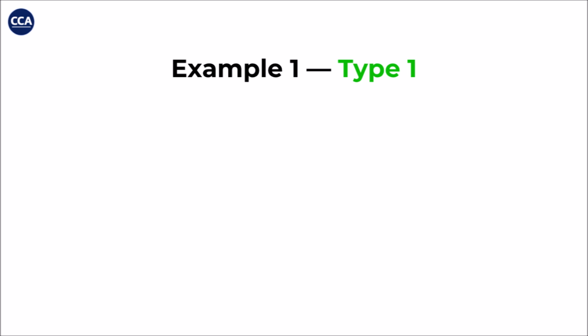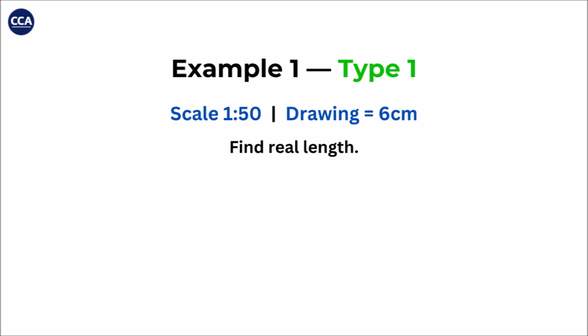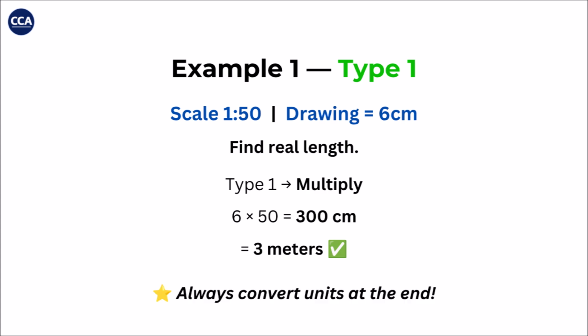Let's solve a type 1 problem. A floor plan uses a scale of 1 to 50. A room on the plan measures 6 centimeters long. What is the real length of the room? Type 1. Find the real measurement. Multiply. Real length equals drawing length multiplied by scale factor. 6 centimeters multiplied by 50 equals 300 centimeters. Convert to meters. 300 centimeters equals 3 meters. The real room is 3 meters long.